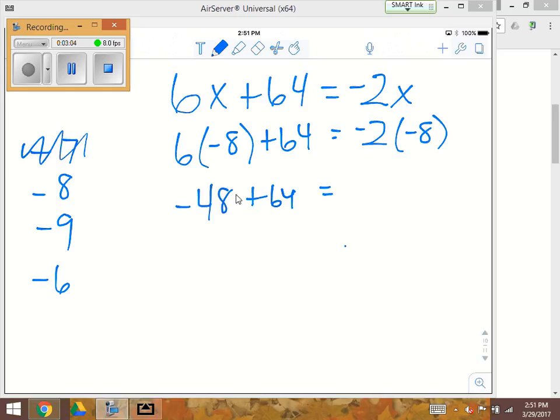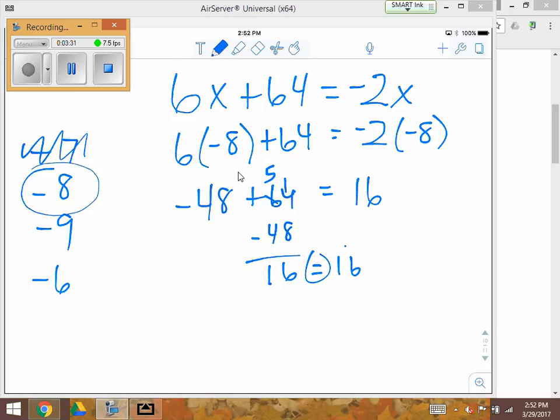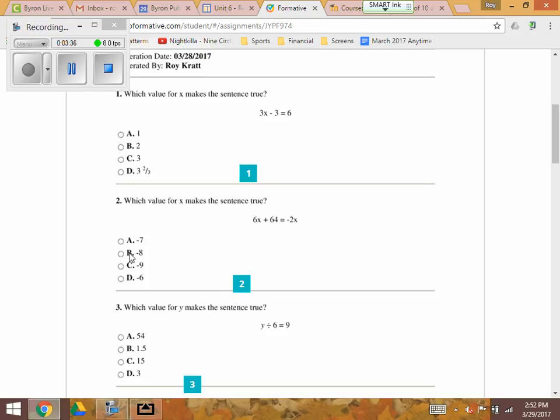So I want this right here to equal 16. Now, a -48 plus a positive 64, we're basically going to subtract 48 from 64. So this is going to be 14. We'll change that to a 5. Okay, 5 minus 4 is 1, and 14 minus 8 is 6. So look at that. We have 16 is equal to 16, which is true. So that means our answer is going to be -8. So we just make that choice right here, -8.